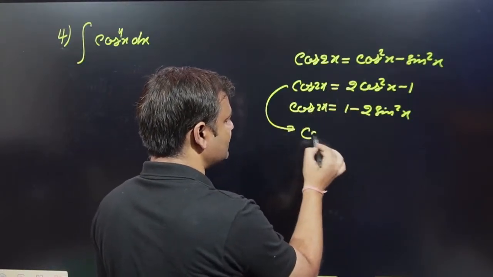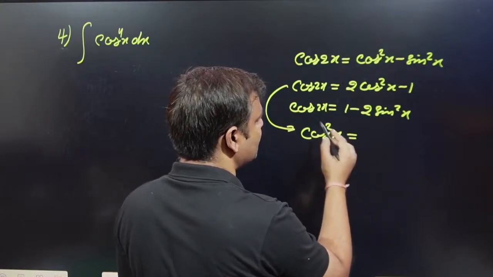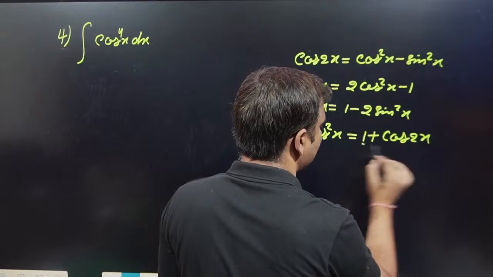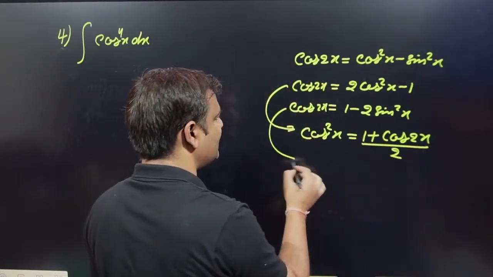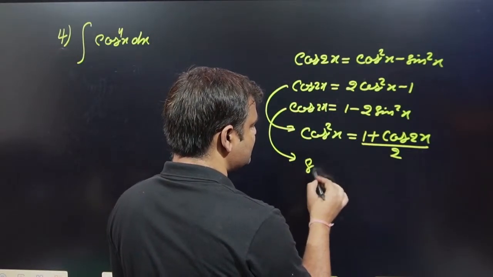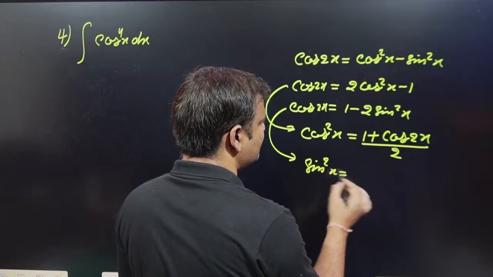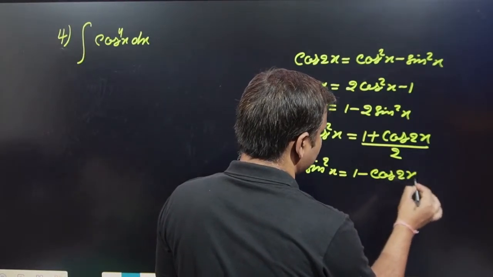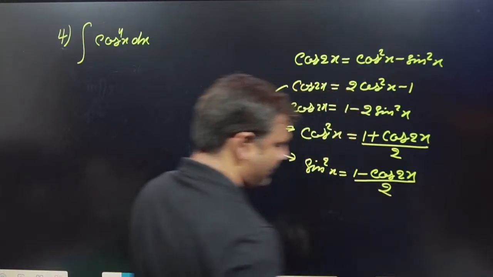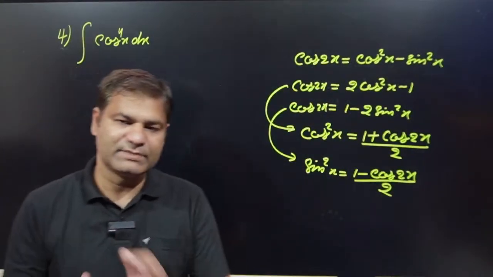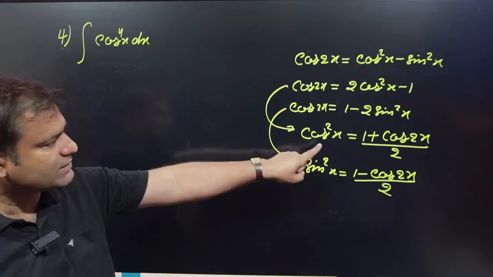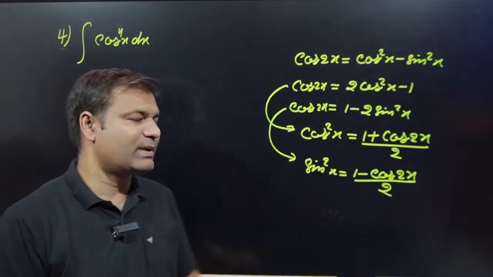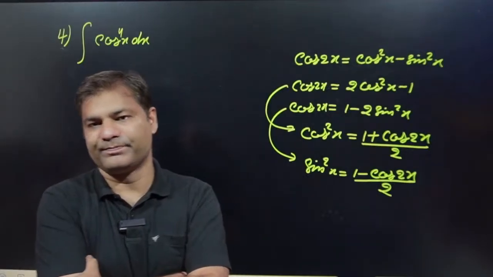Corresponding to that, cos square is replaced by how much? 1 plus cos 2x divided by 2, and sin square x is replaced by 1 minus cos 2x divided by 2. Very simple. Cos square is replaced by 1 plus cos 2x divided by 2, and sin square x is replaced by 1 minus cos 2x divided by 2. Look here.